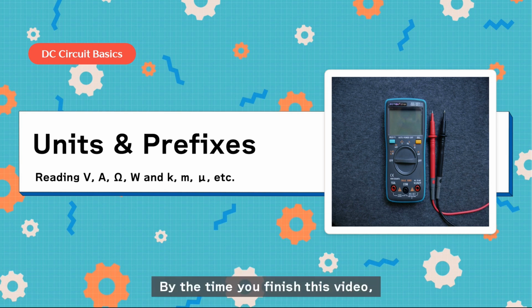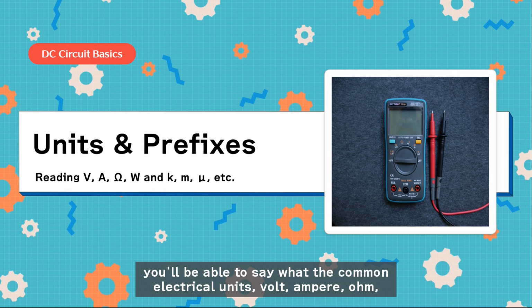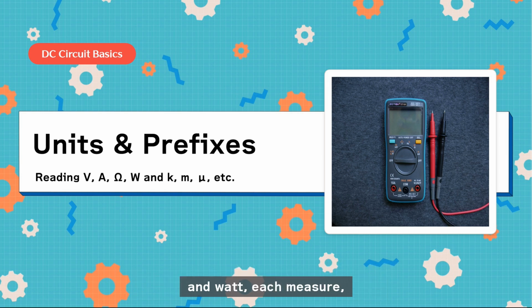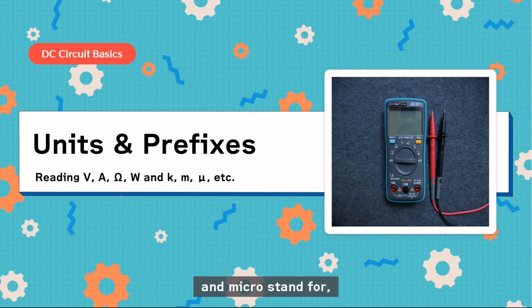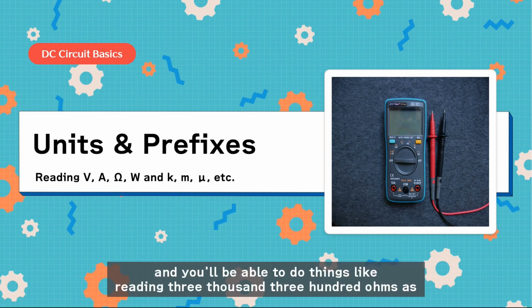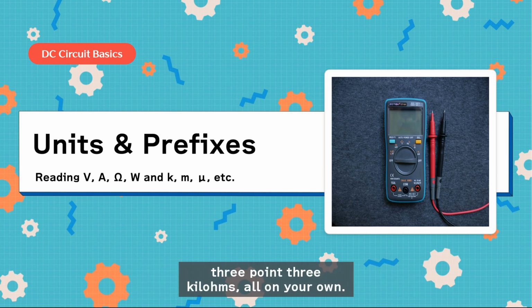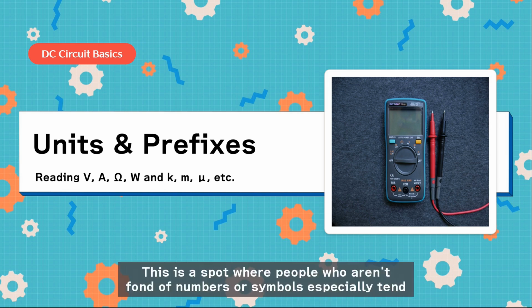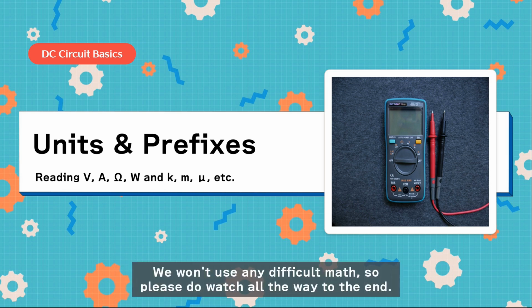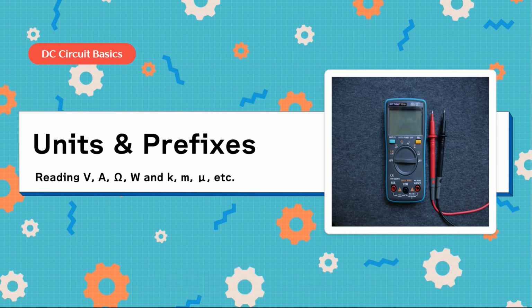By the time you finish this video, you will be able to say what the common electrical units, volt, ampere, ohm, and watt, each measure. You'll have a handle on which power of 10 the prefixes kilo, milli, and micro stand for, and you'll be able to do things like reading 3,300 ohms as 3.3 kilo ohms, all on your own. This is a spot where people who aren't fond of numbers or symbols especially tend to stumble. We won't use any difficult math, so please do watch all the way to the end.